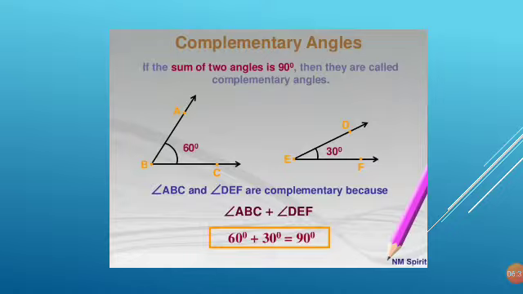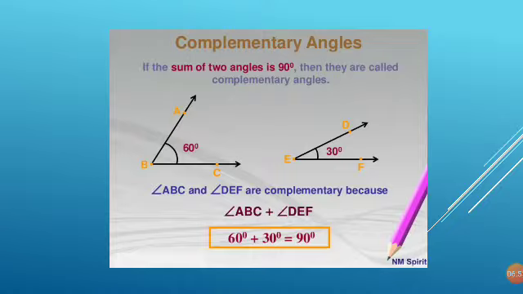When the two angles are added, we get a value of 90 degrees. That is called a complementary angle. If the sum of the two angles is 90 degrees, then they are called complementary angles.